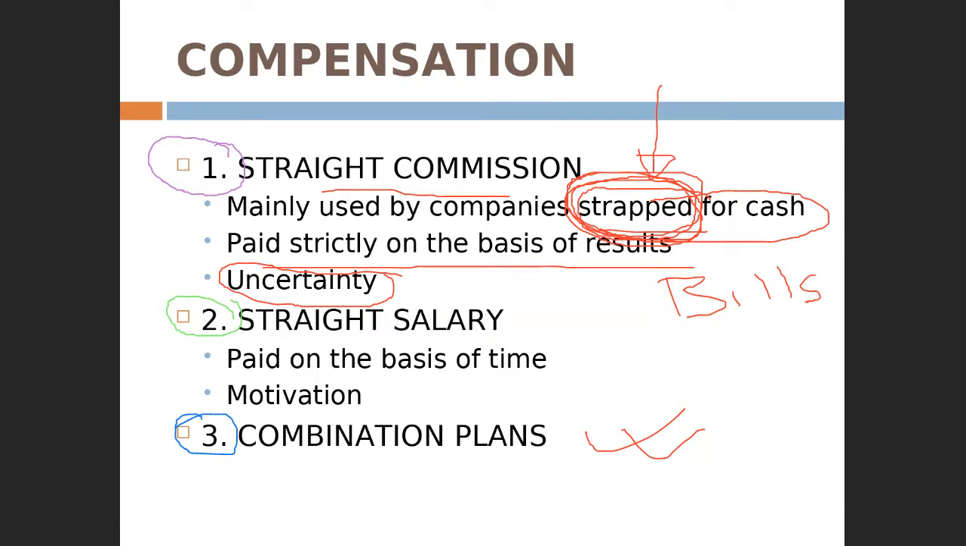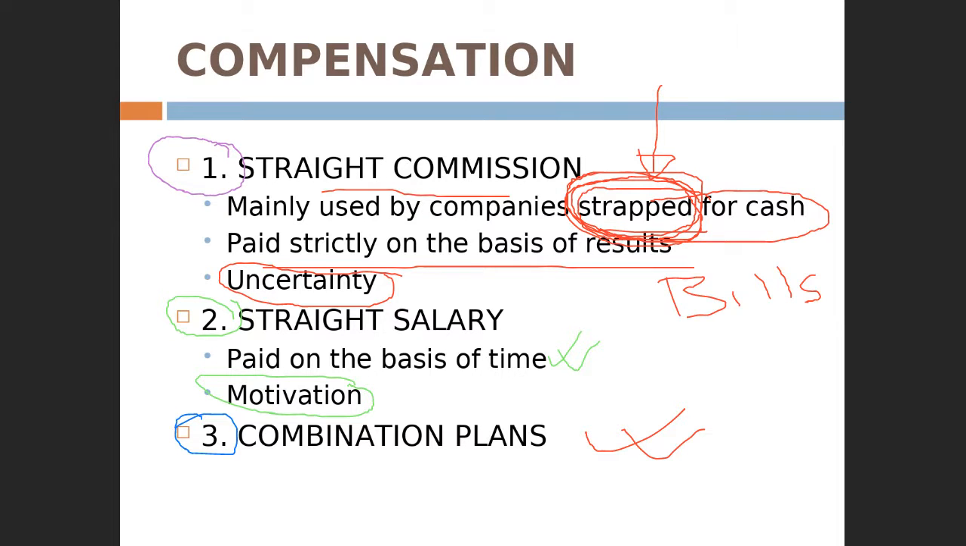The second method is the straight salary method, where you're paid on the basis of time. The problem in this method is that motivation could be an issue. If I spend 8 hours working, I will get my $5,000 a month. Life is fine, so why do I need to put in extra effort? You'll last for 3, 4, 5, 6 months, but then you'll be fired if you're not performing.